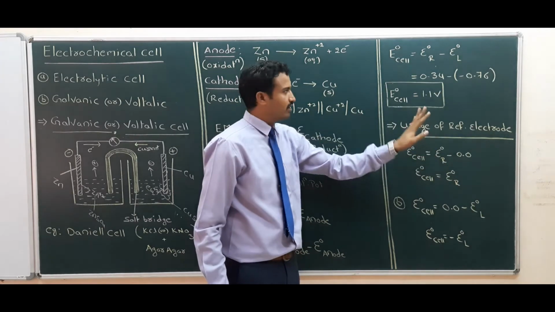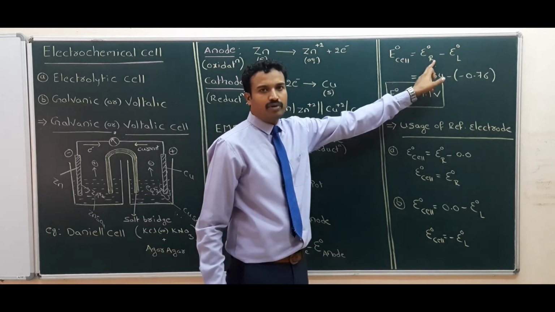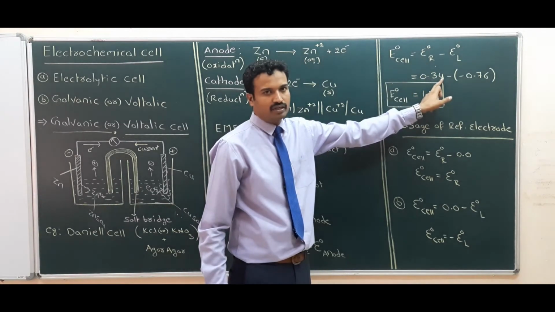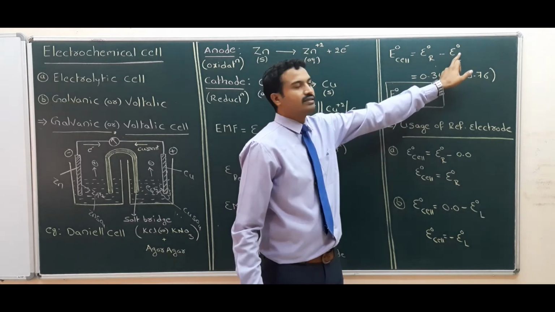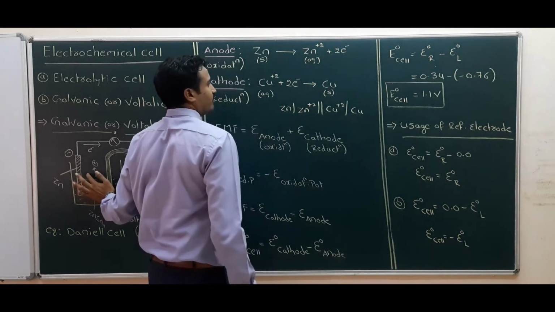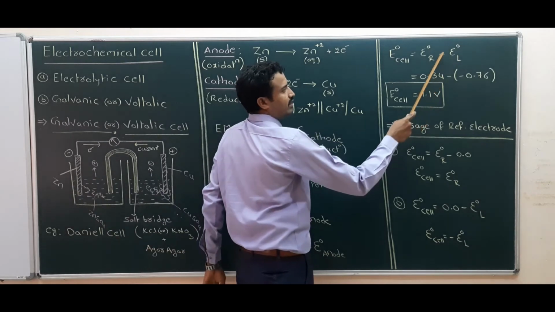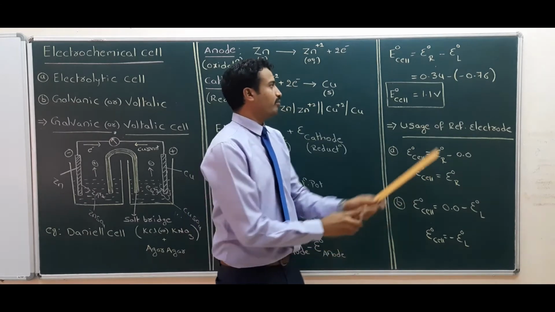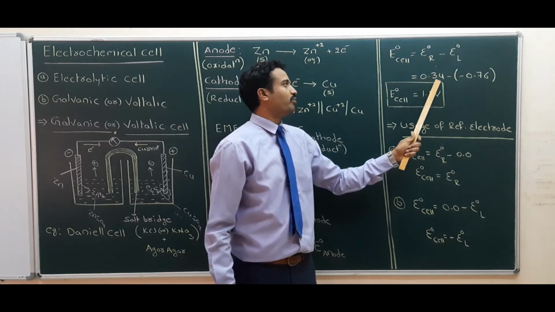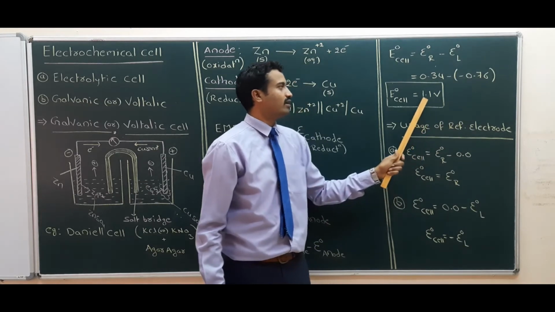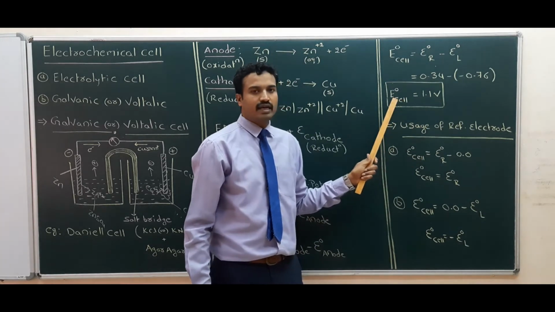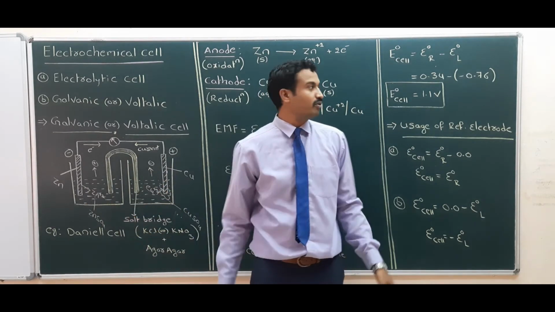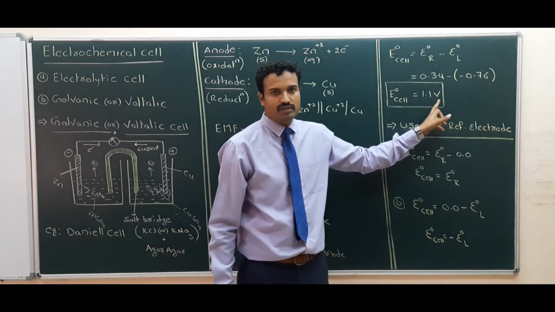We will discuss that afterwards. Now this E naught cathode, the copper reduction potential standard value, is 0.34 volts. 0.34 minus, this left one is zinc. The zinc reduction potential value is minus 0.76 volts. Minus into minus is plus, then 0.34 plus 0.76 is 1.1 volts. This is the standard EMF value for the Daniell cell. So the Daniell cell electrode potential value is 1.1 volts.